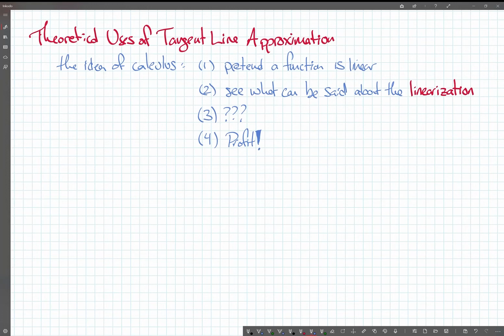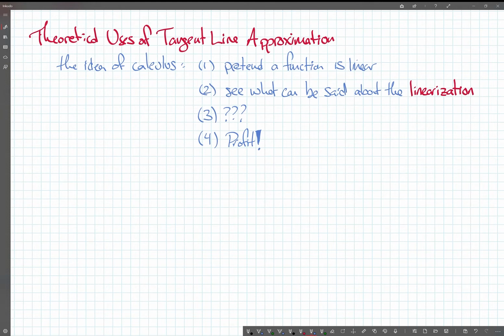I want to talk about a few theoretical uses of this idea of tangent line approximation. I've said before that the theme of approximation really runs through the course. Sometimes approximation is an applied thing. We're okay with getting a good enough number, but we can also use the idea of approximation in a theoretical way. The basic idea of this is you have a function.